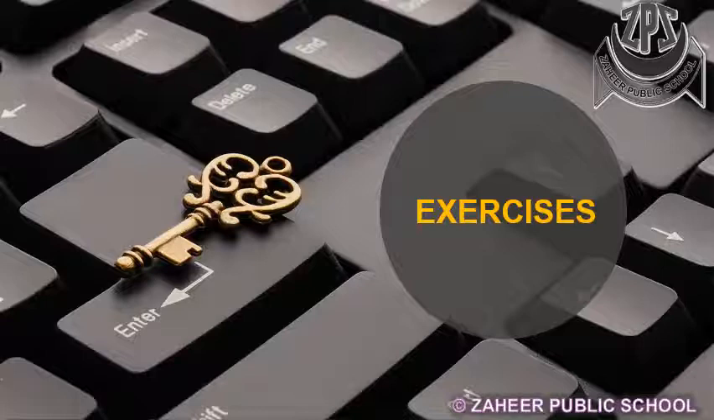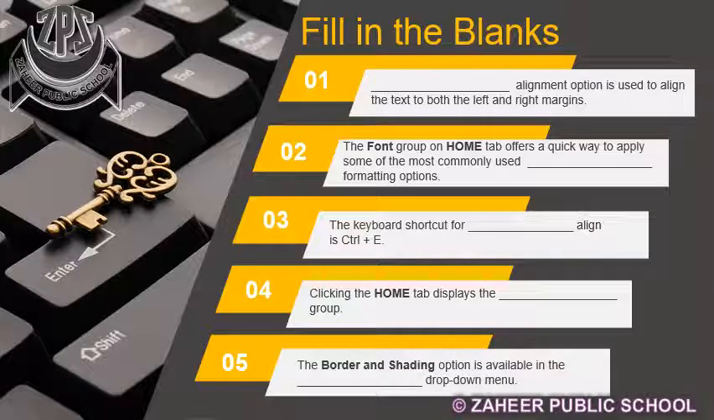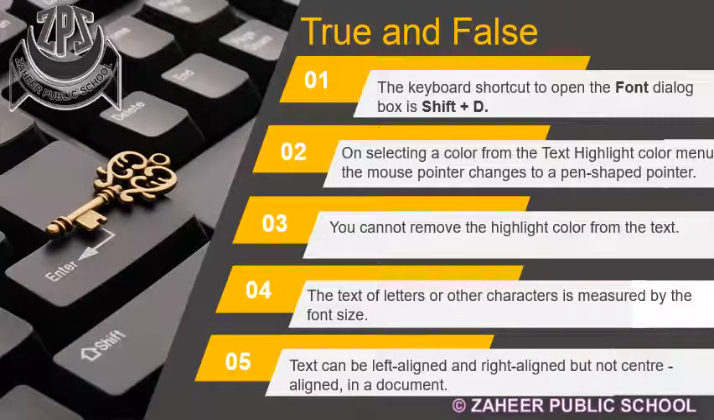Your chapter, formatting text in Word 2013, has been completed. Now move to the exercises, which are given at the end of your chapter. Fill in the blanks is given in your objective section. Note down in your copy, and there are 5 blanks given in your objective section. So complete these blanks with the help of the word bank given at the top of your blanks. Now complete the true and false. These true and false are not given in your textbook, so please note them down from this slide and write T for the true and F for the false statement.